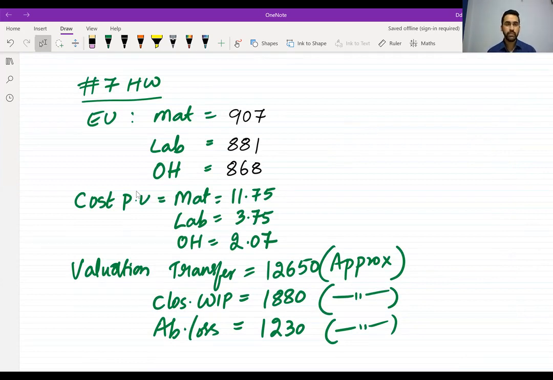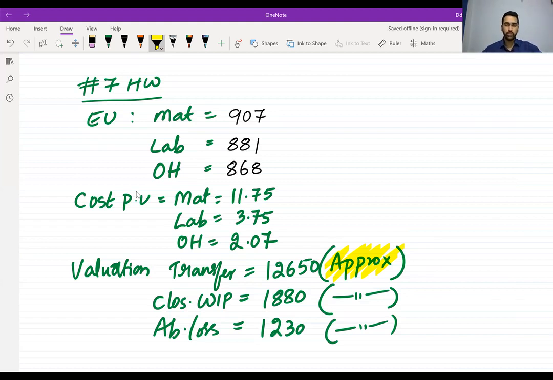Equivalent units, material, labor, overhead. This is the total. So when you prepare the table, total for material, total for labor, total for overheads, and then cost per unit, and then valuation. I've written here that these are approximate numbers, so it need not exactly match. With a few rupees of difference should be fine. Don't worry, your process account will tally.